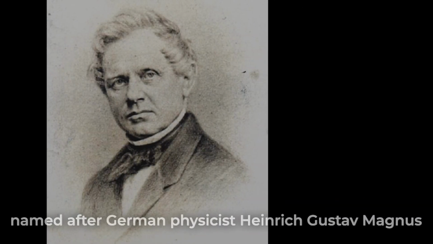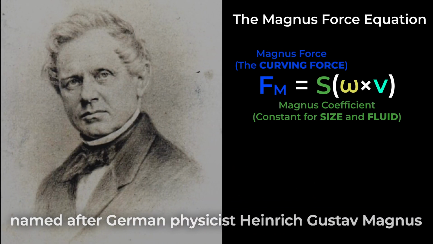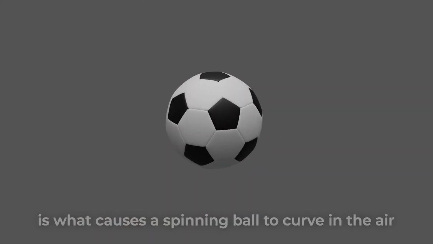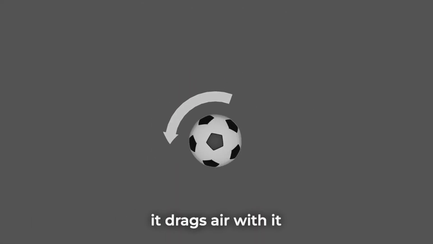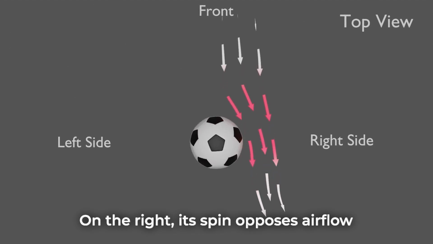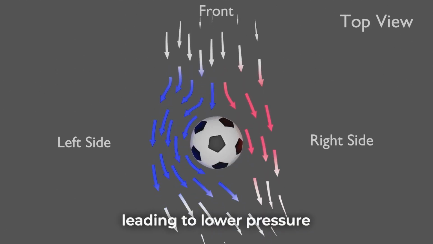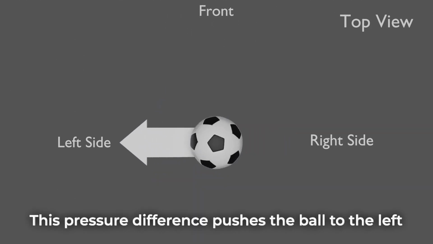The Magnus effect, named after German physicist Heinrich Gustav Magnus, who demonstrated it in 1852, is what causes a spinning ball to curve in the air. As the ball spins anti-clockwise, it drags air with it. On the right, its spin opposes airflow, creating higher pressure. On the left, spin and airflow combine, leading to lower pressure. This pressure difference pushes the ball to the left.